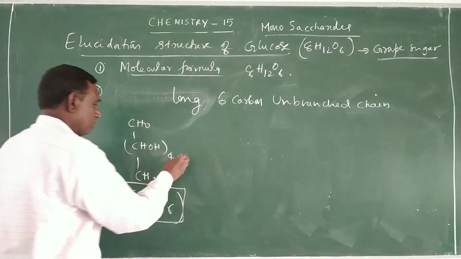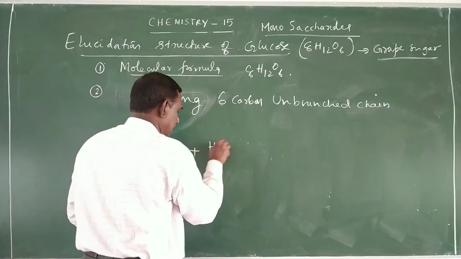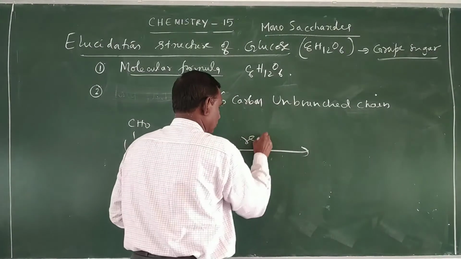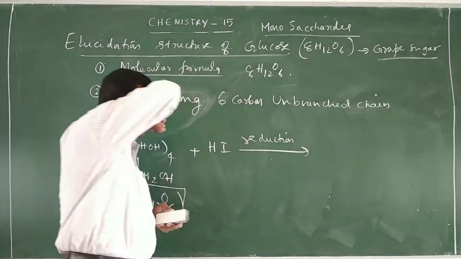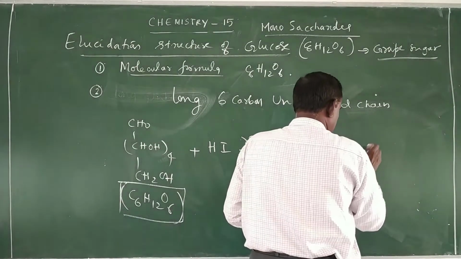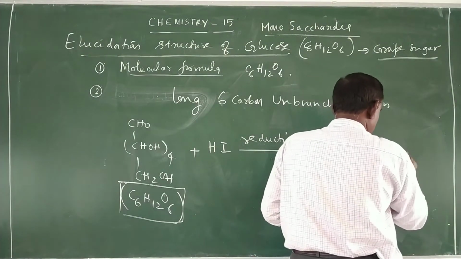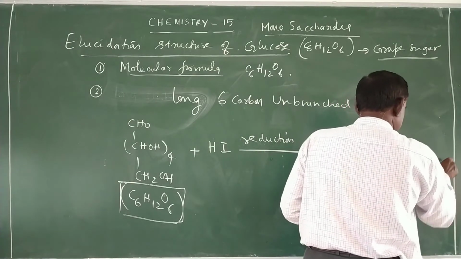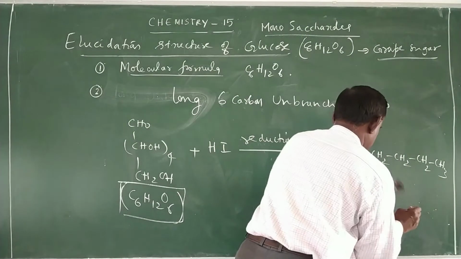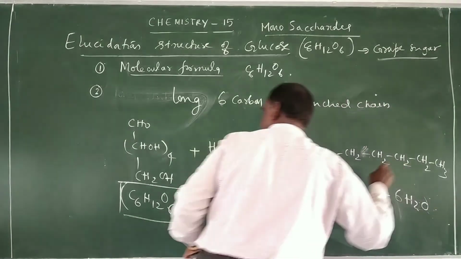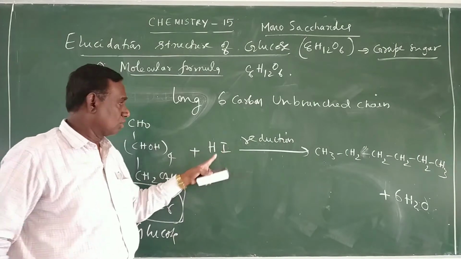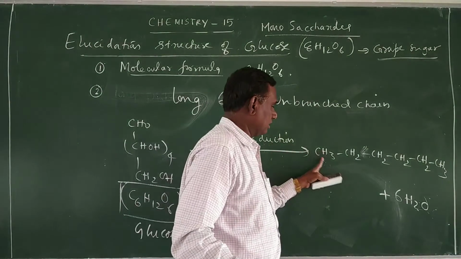When this glucose is heated with hydrogen iodide, it undergoes reduction, giving n-hexane. What is the formula for n-hexane? It is CH3, single bond, CH2, CH2, CH2, CH2, single bond, CH3, that is 1, 2, 3, 4, 5, 6, plus 6H2O. So when glucose is heated with hydrogen iodide, it undergoes reduction, giving n-hexane.